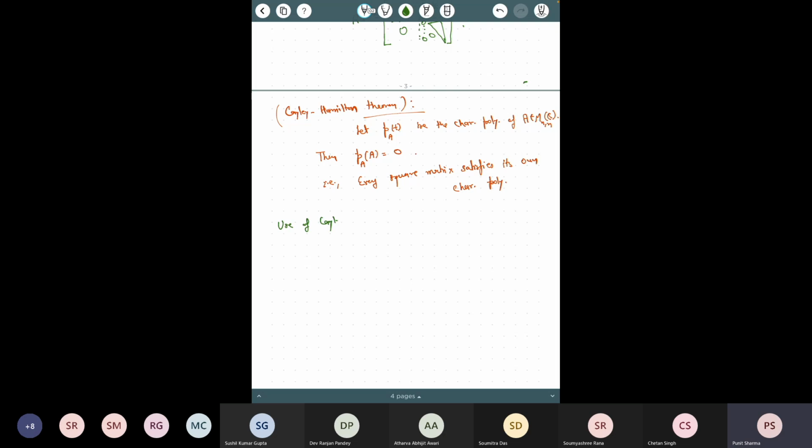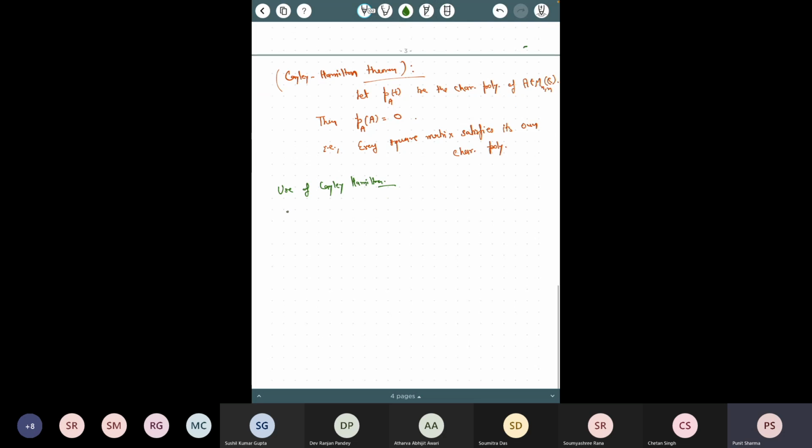Okay, so use of Cayley-Hamilton. The first application of Cayley-Hamilton is that, suppose A is an n cross n matrix over C, then we can write the powers of A, like the power A^k of A, as a linear combination of I, A, A square and so on up to A^(k-1), where k is greater than or equal to n.